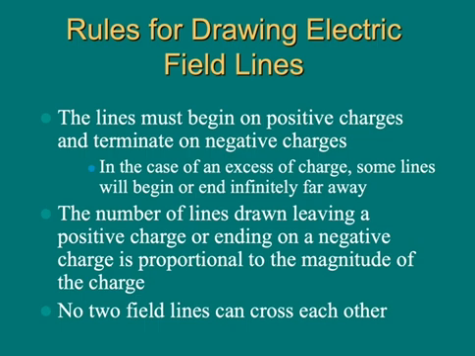No two field lines can cross each other. That's because the tangent of an electric field line represents the direction of the electric field at that location. If two field lines cross, then you can draw two tangent lines, which indicates two different directions for the electric field at that location, which is certainly not true.